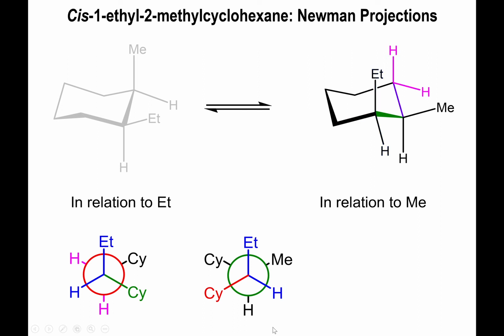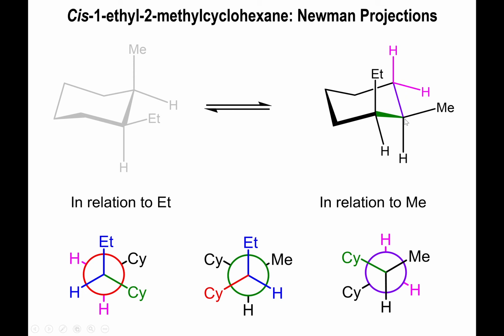All right, now finally, we look at the bonds from the point of view of the carbon that bears the methyl group. So we have the purple bond and we have the green bond to account for. The green bond, however, is already what we did here on the second Newman projection, so that does not need to be accounted for again. But the purple bond, we haven't really looked at that interaction.